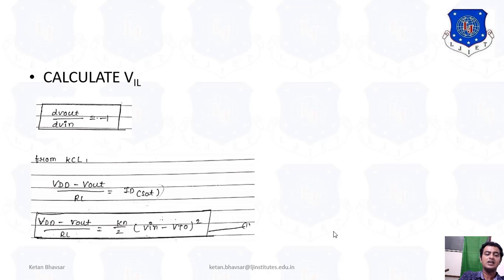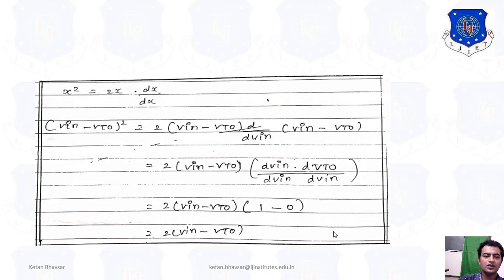As we already saw, when we apply the KCL, we see the variation like this. But right now we have to put in the ID saturation equation, so Kn by 2 into V in minus VTO whole square, instead of a linear equation. So this is how it will simplify: d of x square is equal to 2x into dx divided by dx. So V in minus VTO square gives 2 into V in minus VTO, into d by dV of V in minus VTO.